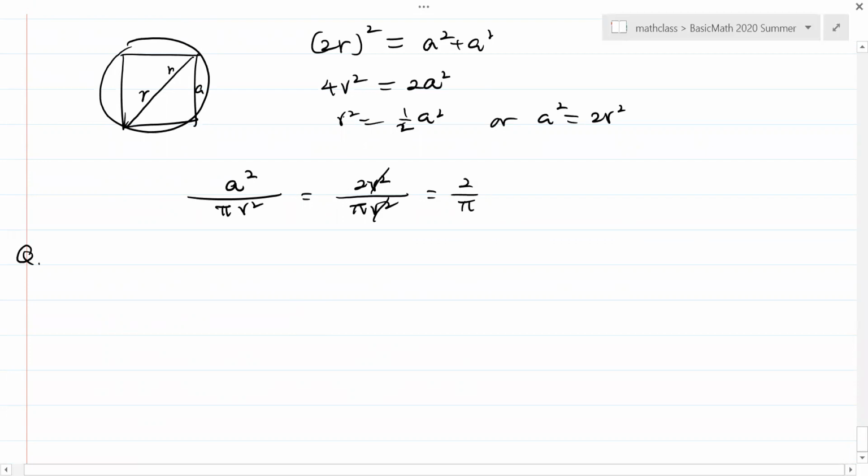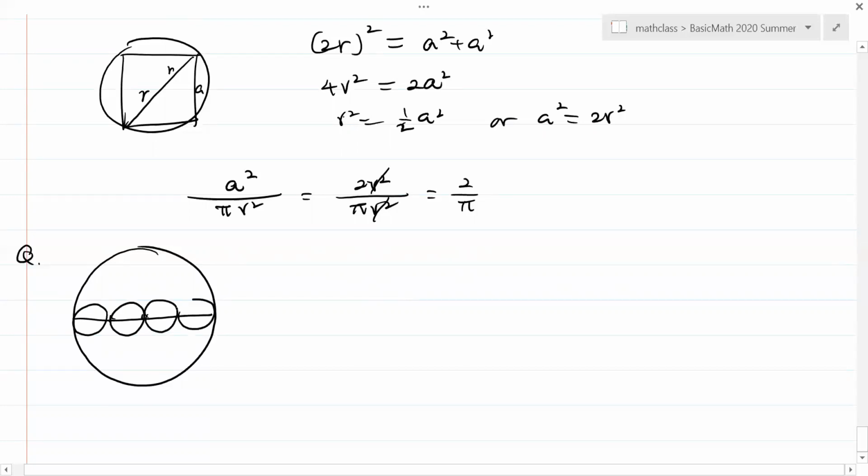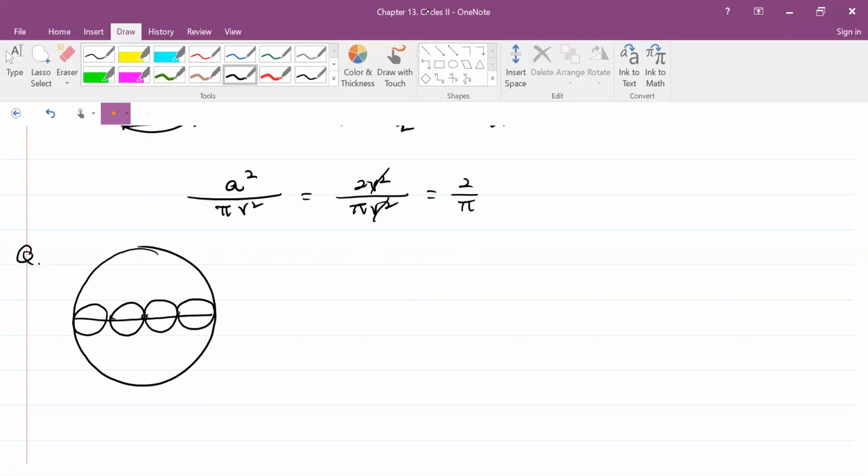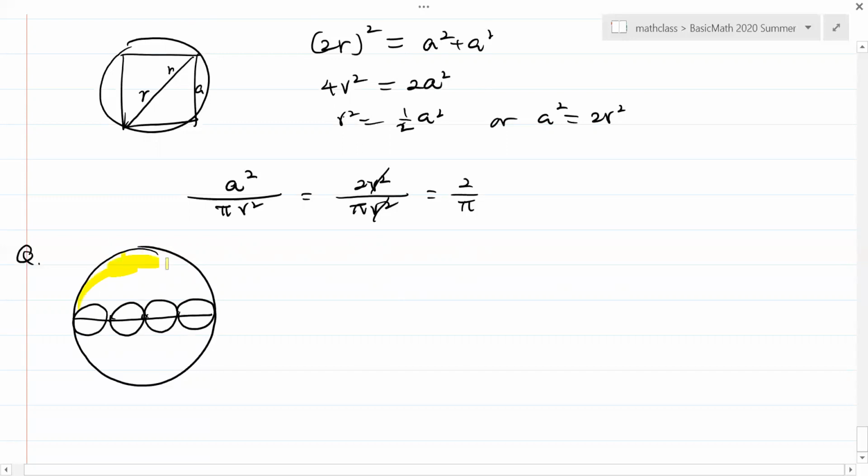All right, so the next problem is I have a circle. This is a diameter. So what I'm going to do is evenly put in 4 congruent circles and cut them out of the whole. Identical, right? So the remaining part is this.